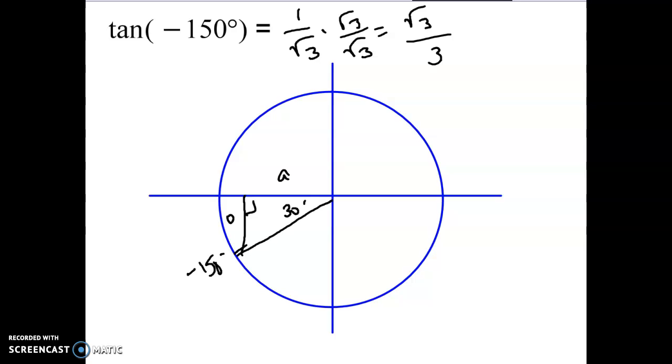Okay, now let's figure out whether we're going to be positive or negative. So, all students take. T for take in the third quadrant. T goes with tangent, so tangent is positive. My final answer: square root of 3 over 3.